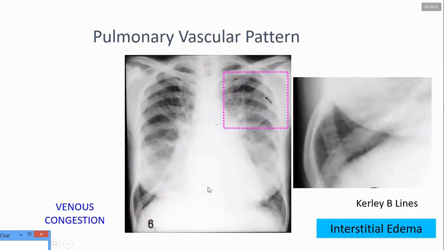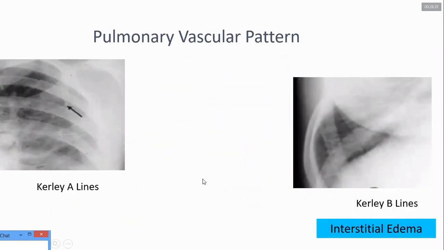Now, for venous congestion, there are two typical findings: Kerley A lines and Kerley B lines. What are the Kerley lines? Kerley lines are due to interstitial edema. Kerley A lines are fine linear opacities extending from the pleura to the hilar region, from the periphery to the central hilum. They are longer and extend more completely from the periphery to the hilum.